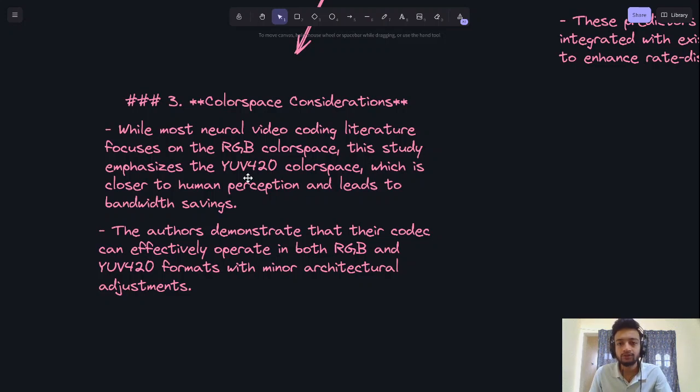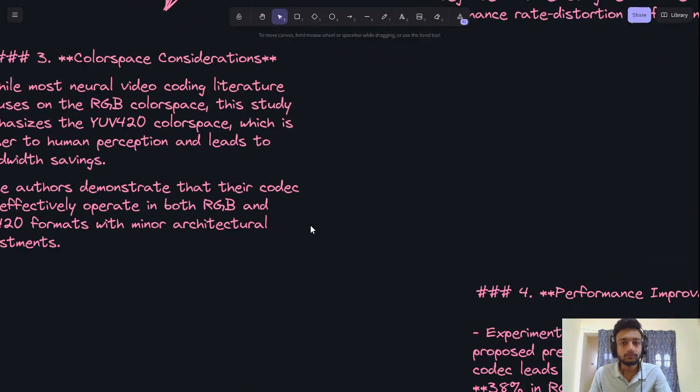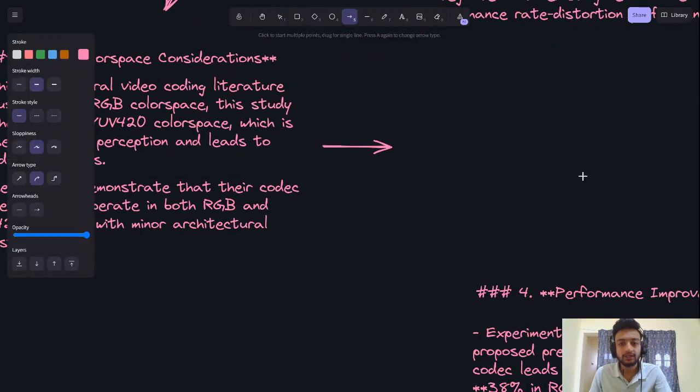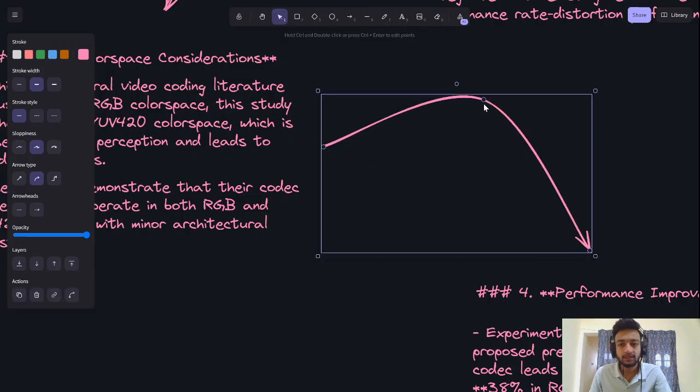So in color video, anything you can see is based on RGB, right? This study emphasizes the YUV420 color space, which is closer to human perception and leads to bandwidth savings. The authors demonstrate that their codec can effectively operate in both RGB and YUV420 formats with minor architectural adjustments.